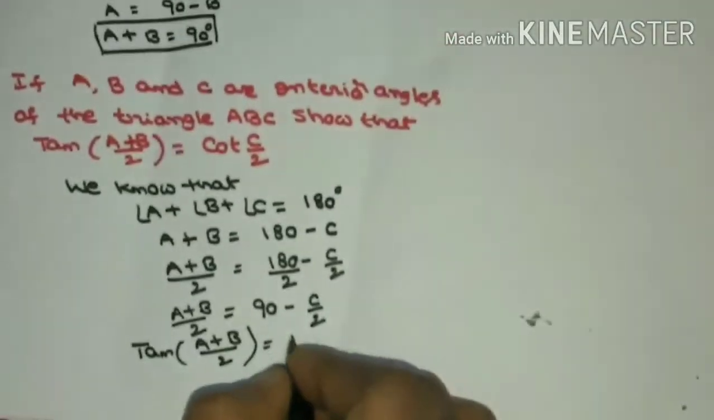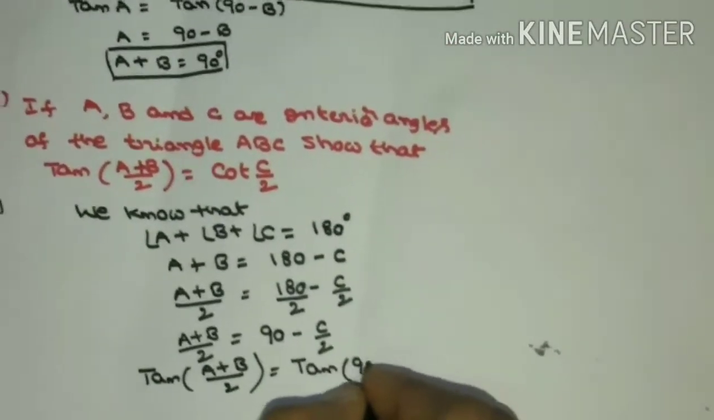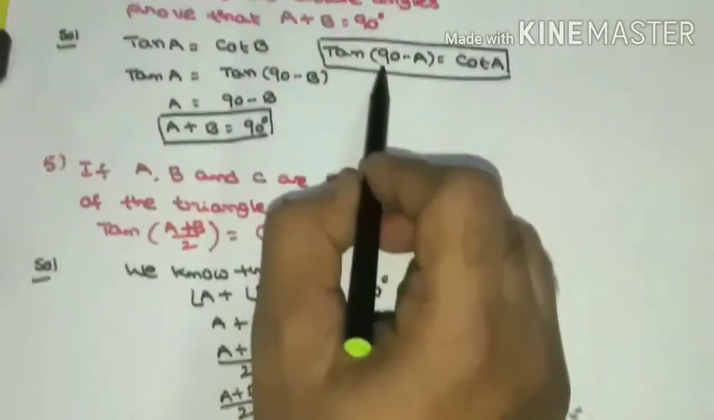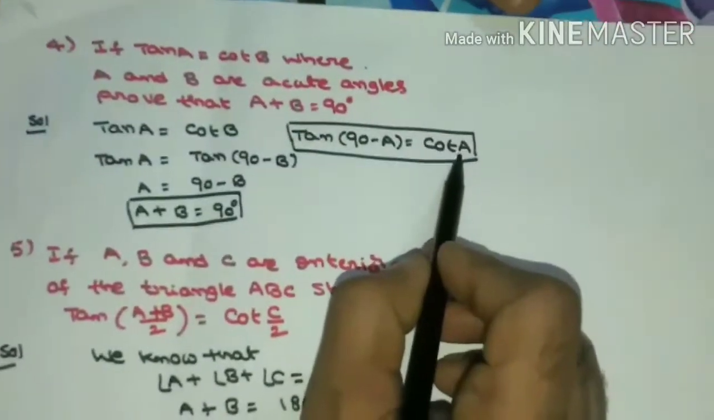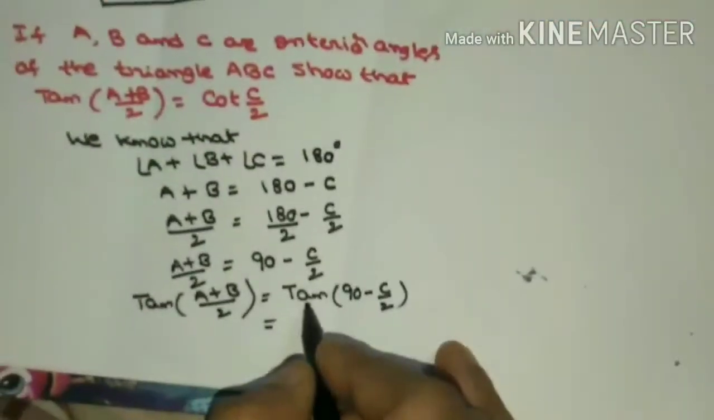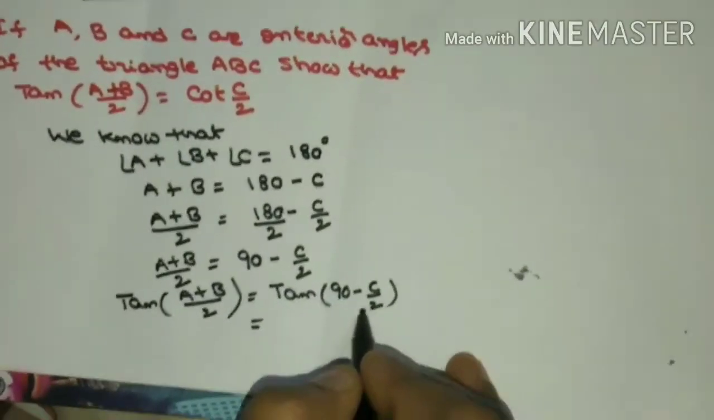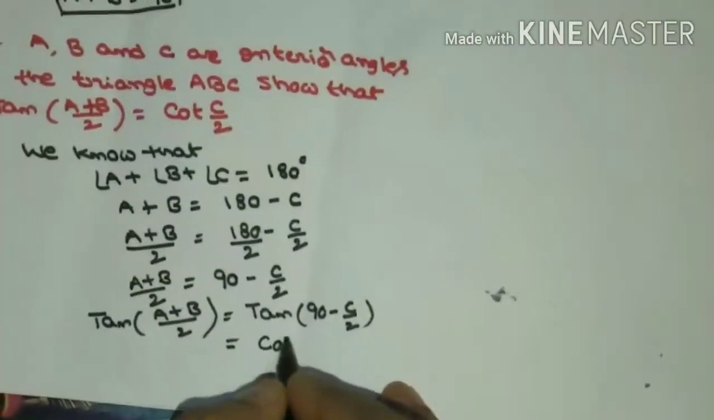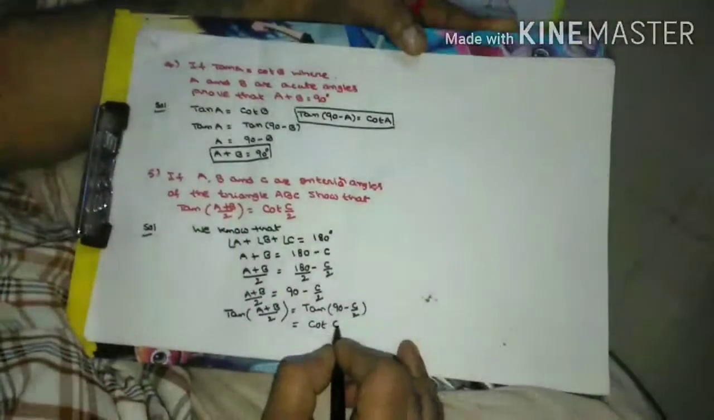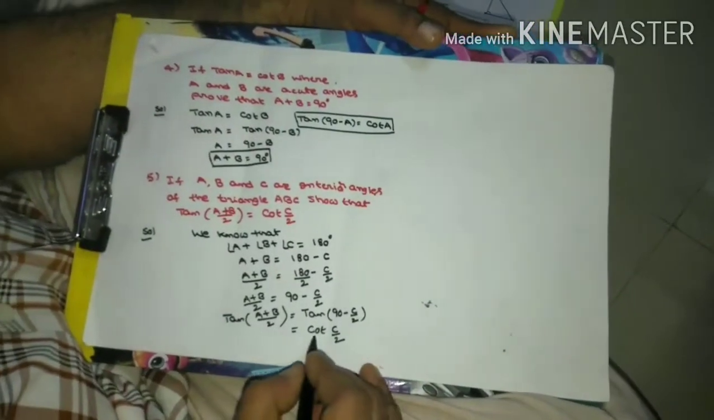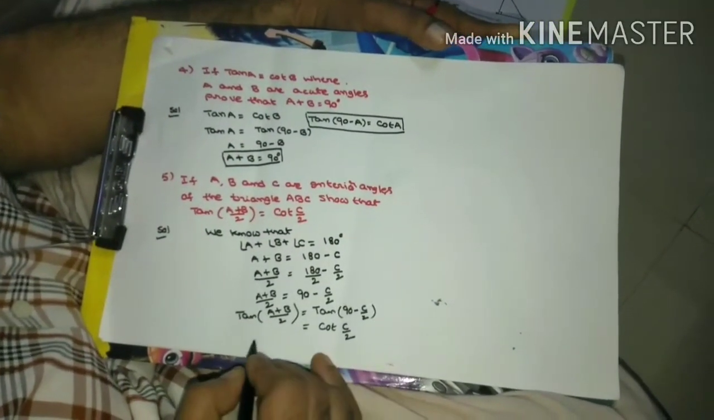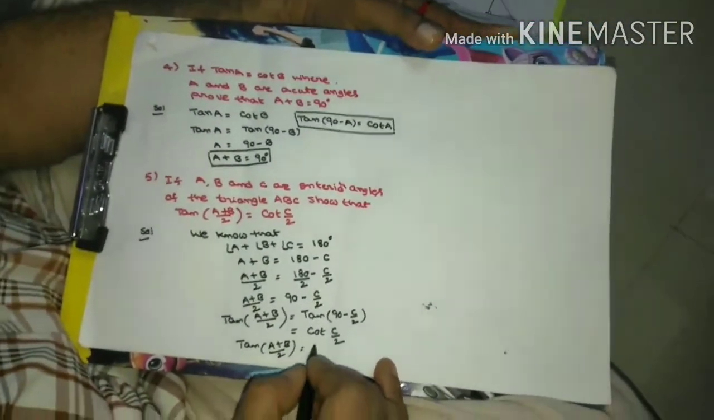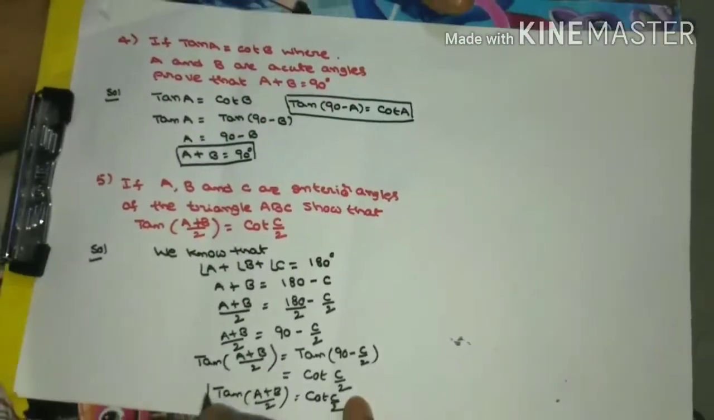Tan of (A plus B) by 2 equals tan of 90 minus C by 2. That equals, as explained before, tan of 90 minus A equals cot A. The same formula you apply here also. Tan of 90 minus C by 2: in the place of A, C by 2. The answer will be cot A, that means in the place of A, C by 2. So tan of (A plus B) by 2, how much came? Cot C by 2. This is the condition. Equal to cot of C by 2, hence proved.